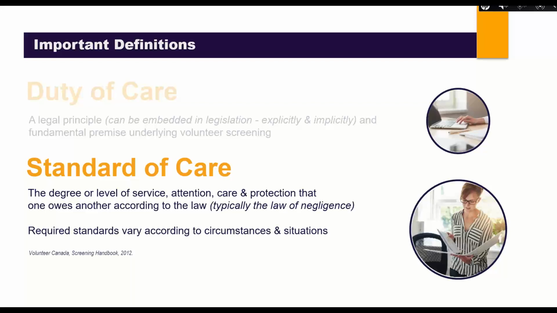And the standard of care you provide in a situation must account for the safety of all involved. It's not just about the volunteer, it's not just about the client, but it's about your staff, it's about your organization, it's about everybody coming into contact with the program as well.